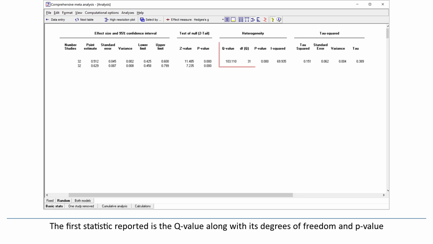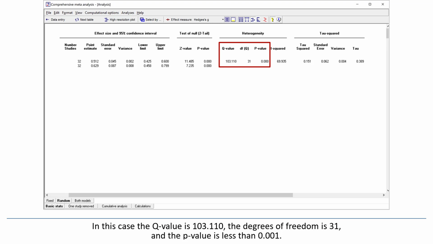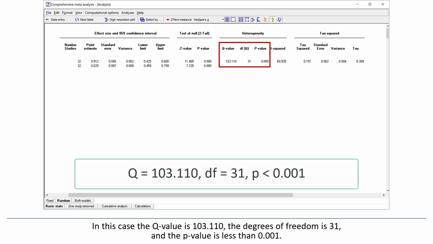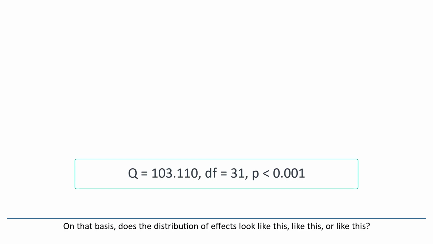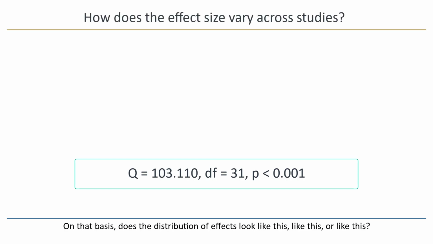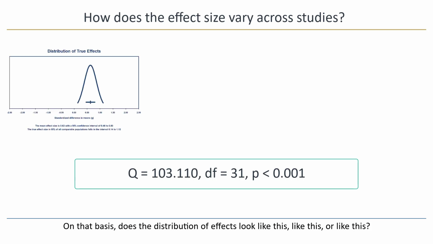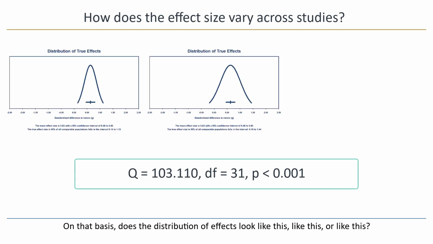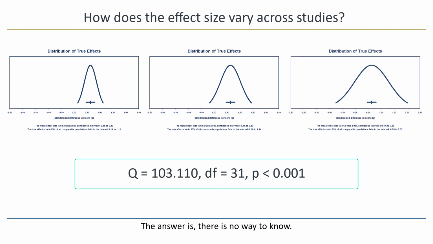The first statistic reported is the Q value, along with its degrees of freedom and the p-value. In this case, the Q value is 103.110, the degrees of freedom is 31, and the p-value is less than 0.001. On that basis, does the distribution of effects look like this, or like this? The answer is there's no way to know. It could be any of these, or something else entirely.